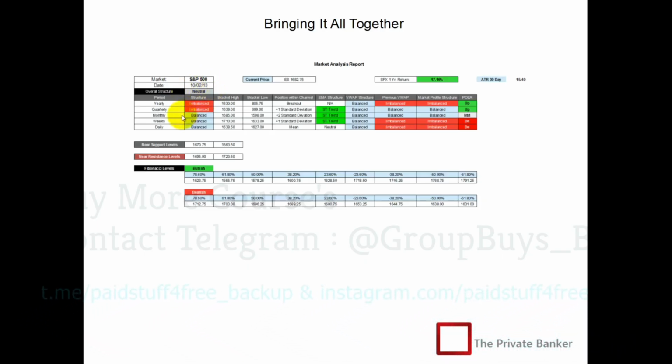We just look into our table. What we have here is structure, bracket high, bracket low, position within channel, EMA structure, VWAP structure, previous VWAP, market profile structure, and POLR, which is the path of least resistance.